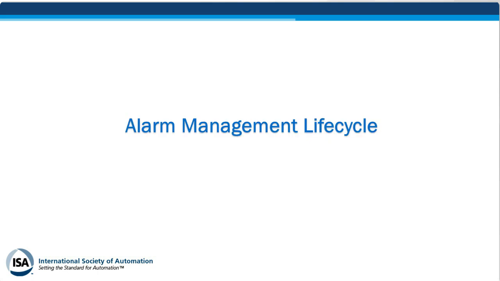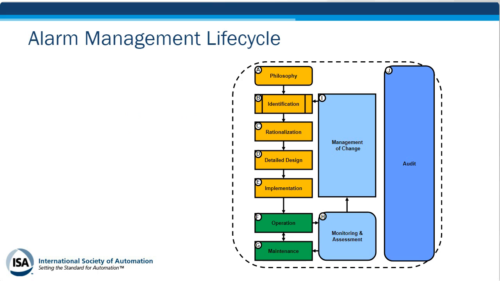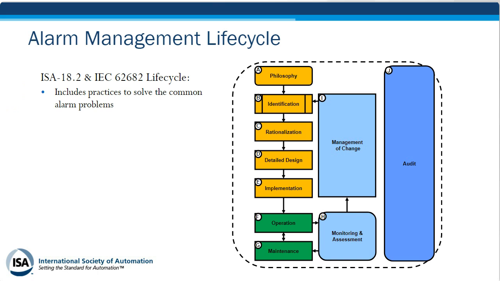So let's talk about the alarm management life cycle. This is the alarm management life cycle, and it's the same life cycle in 18.2 and 62682. It includes practices that help us solve our common alarm problems, for new facilities or existing facilities. It is also considered RAGAGAP, recognized and generally accepted good engineering practice, and it's been recognized by the CSB doing incident investigations within certain facilities.